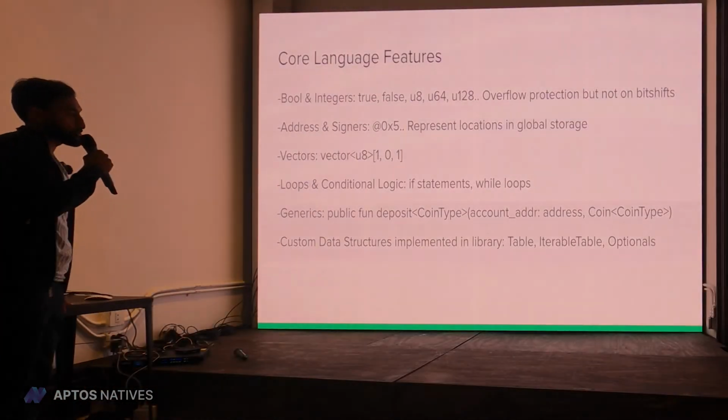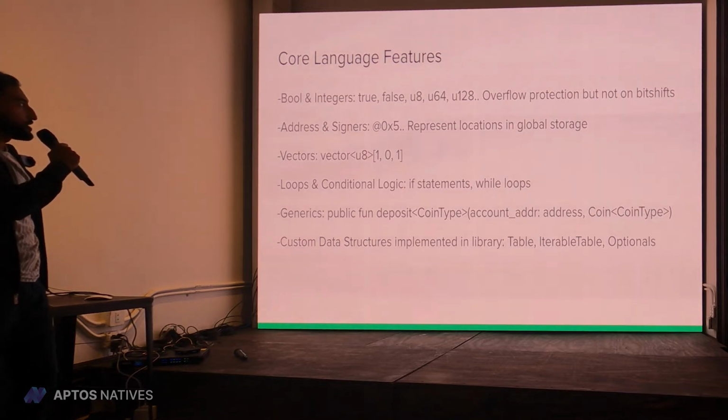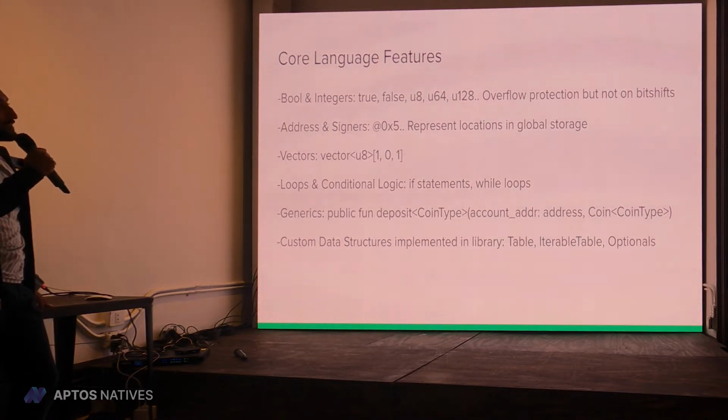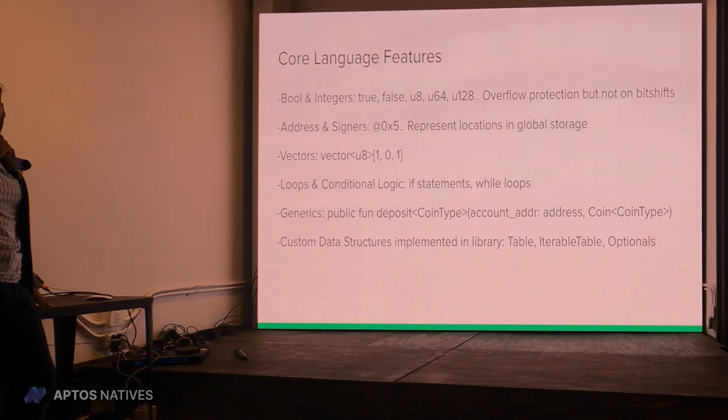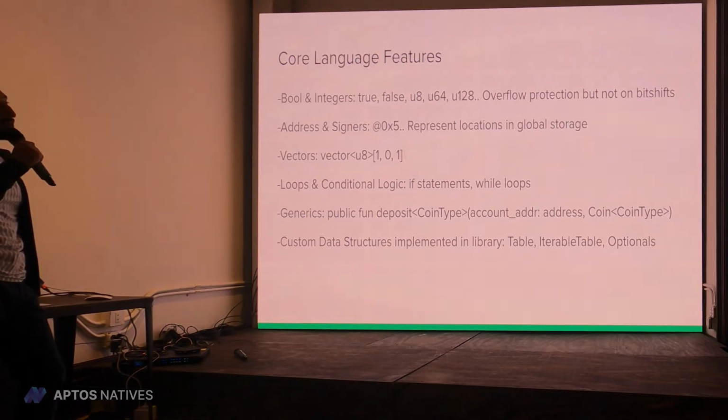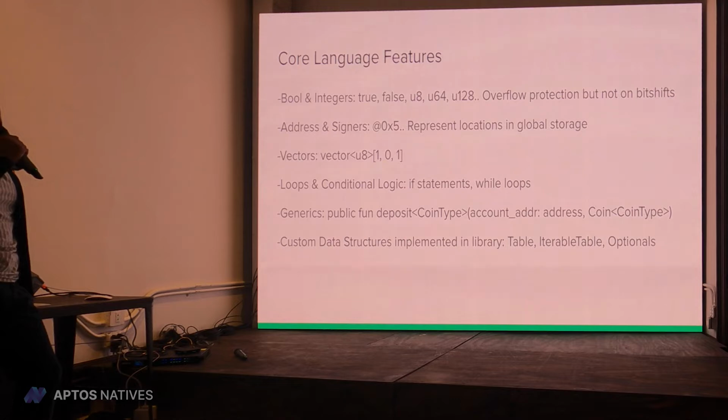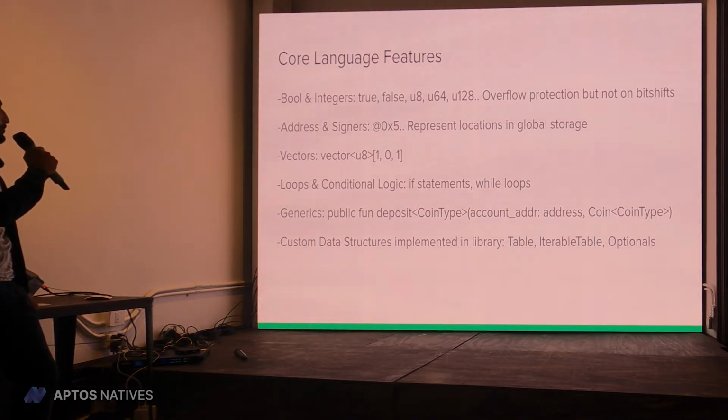So core language features, we've kind of talked about this. We have Booleans and integers, which is just true, false, and then unsigned integers. And fun fact, there's actually overflow protection. So if we have a U8, which can technically hold 2 to the power 8, or 255, and you add 1, then you will get an overflow. But if you actually bit shift it to the left, then that overflow is not caught. That's just something we look at from a security standpoint.